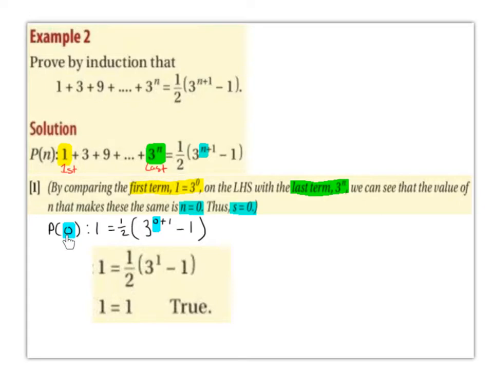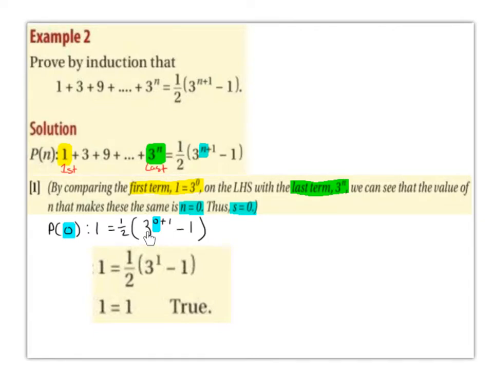So p of 0 is going to be 1, so the first term is 1, and that's equal to a half times 3 to the power of 0 plus 1 minus 1. So we're swapping that n there for 0. So this is the first term, 1. We're equaling it to the right hand side, but we're swapping that n for 0.